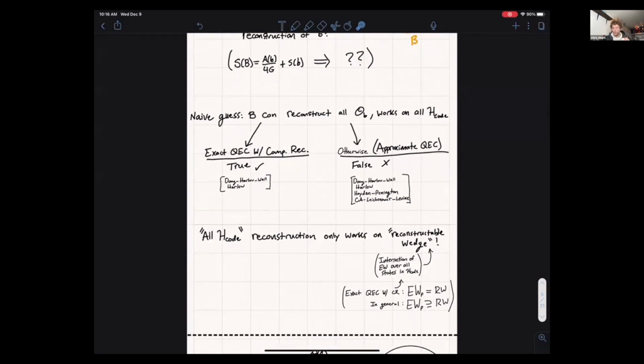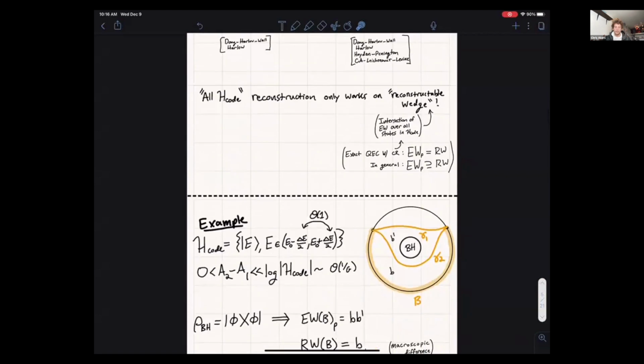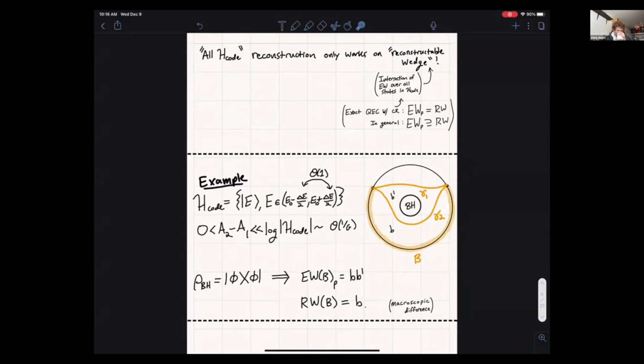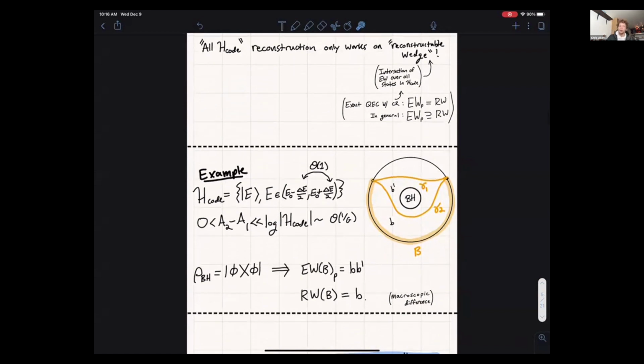But that's not always true. And so let me give you an example where there's a macroscopic difference. Here we have this setup where we're considering, again, some subregion B. And in the bulk, we have a black hole.